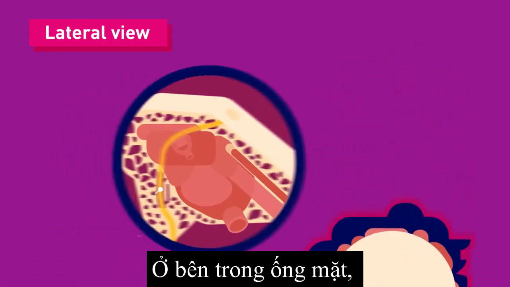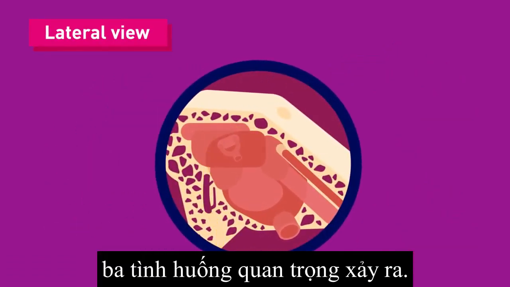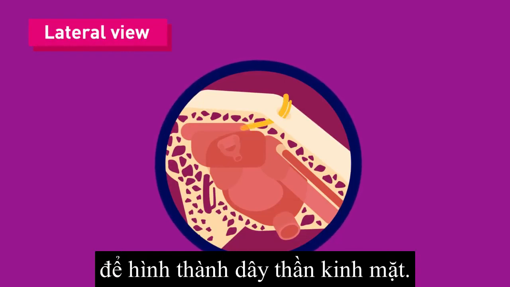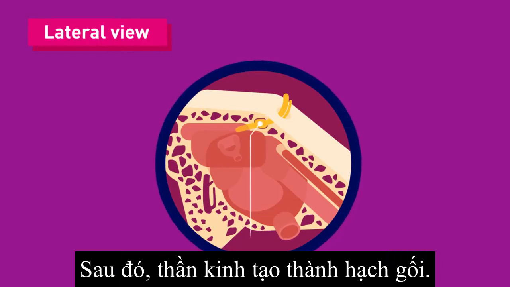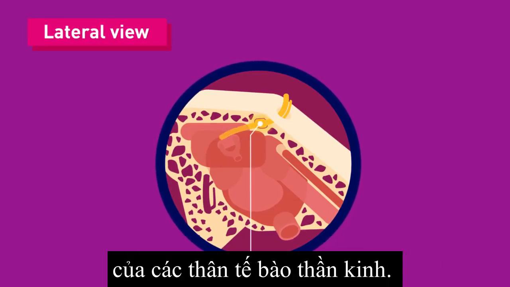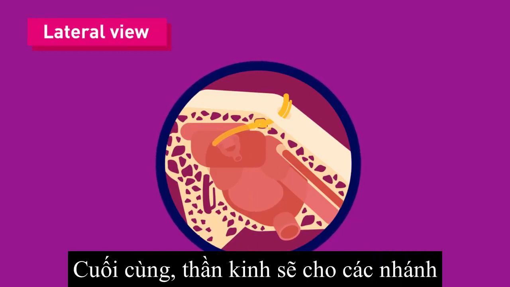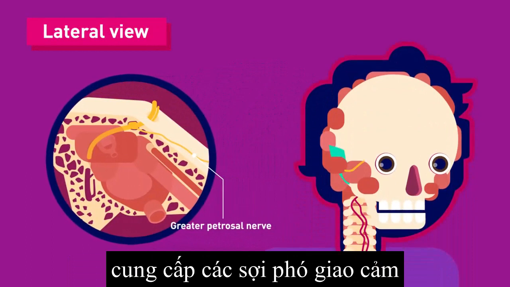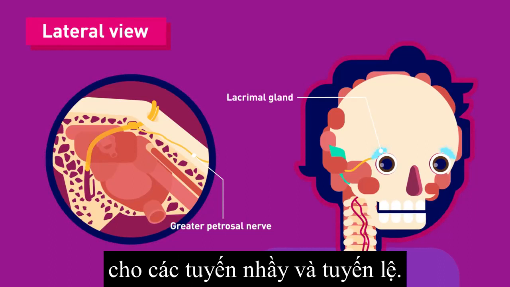Within the facial canal, three important events occur. Firstly, the two roots fuse to form the facial nerve. Next, the nerve forms the geniculate ganglion. A ganglion is a collection of nerve cell bodies. Lastly, the nerve gives rise to the greater petrosal nerve, which then supplies parasympathetic fibers to mucous glands and lacrimal gland.